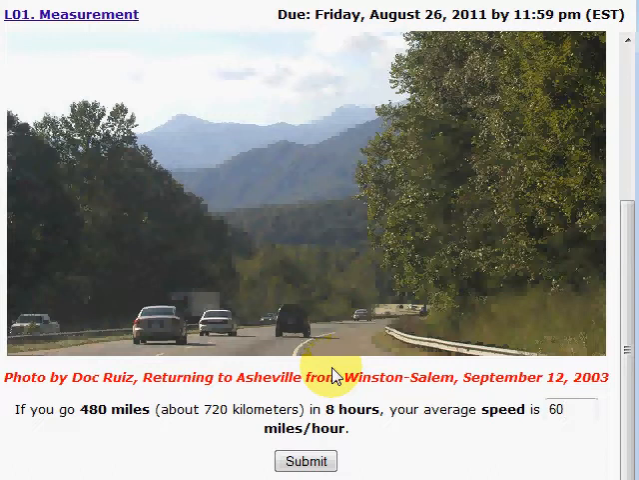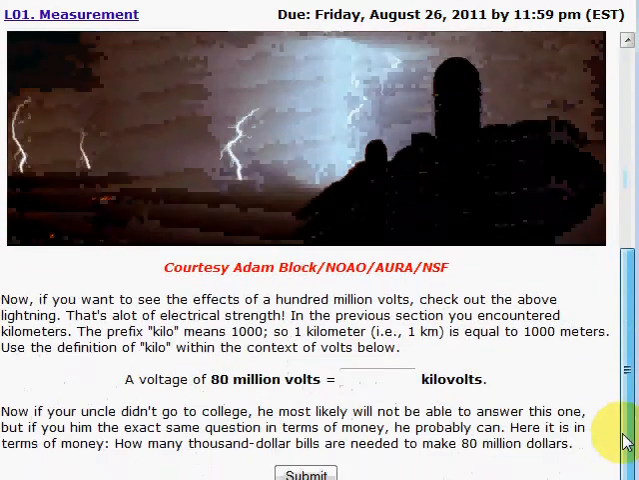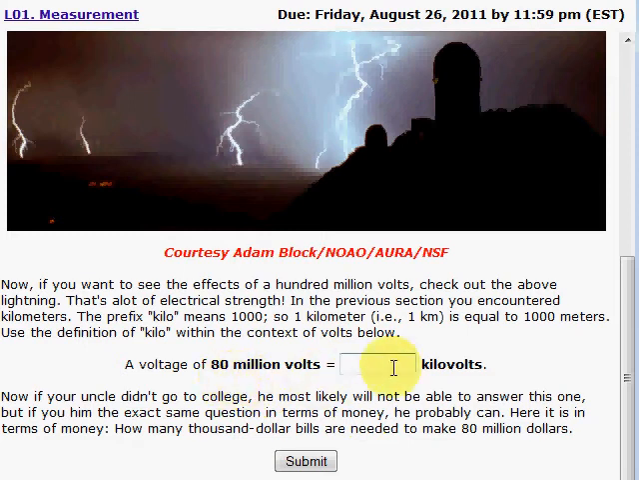So next it says, what is the metric prefix for 1,000? And that is kilo, the kilo. So here, how many kilovolts are there in 80 million volts? Now, you don't have to know what volts refers to. That's not the problem. Don't even worry about that. This is 80 million. A million would be, if you wrote this down, 80,000,000. And a kilo is 1,000.